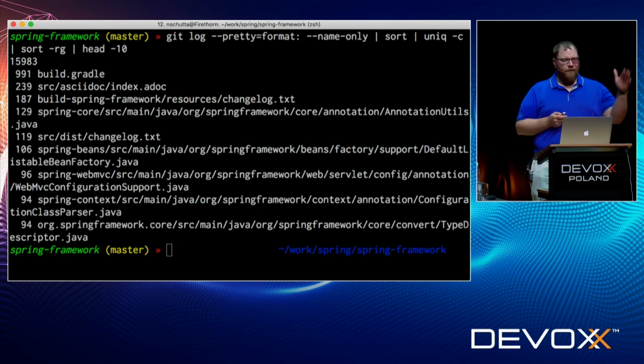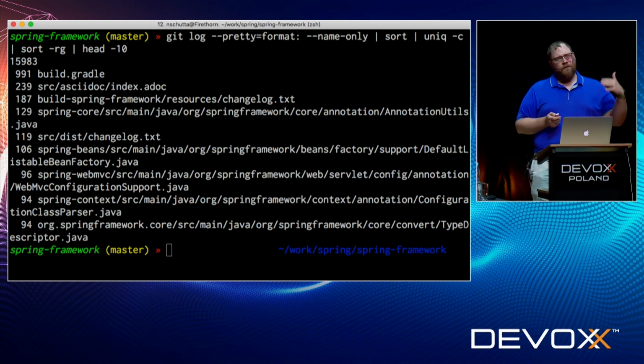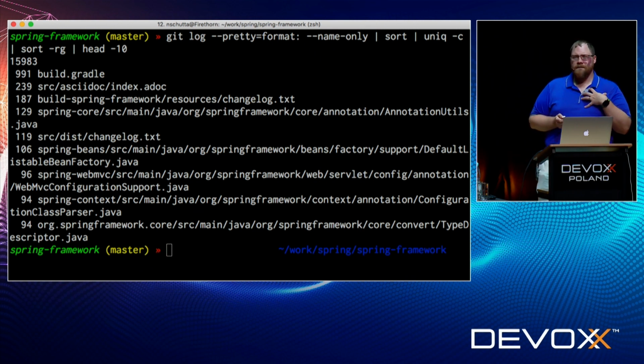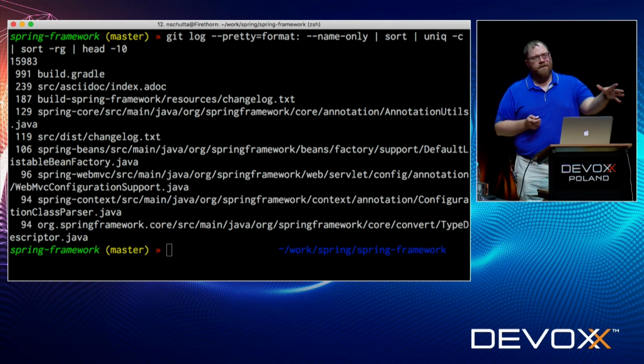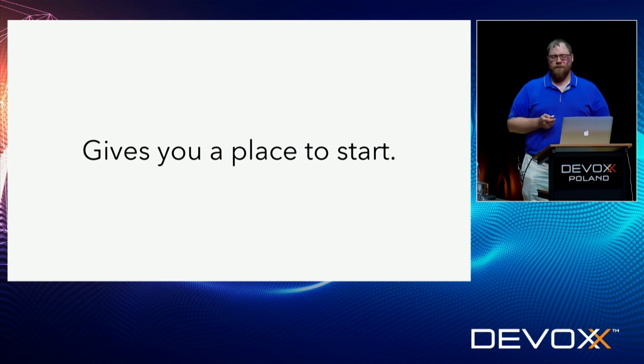And some of that makes sense. You look at it, well, the change log changes a lot. Shocking. But then you start looking and you're like, I wonder what these other files, what's happening there? And I'm not an expert on the nitty-gritty of Spring, so I don't know necessarily how to interpret this, but it at least gives you a place to start.